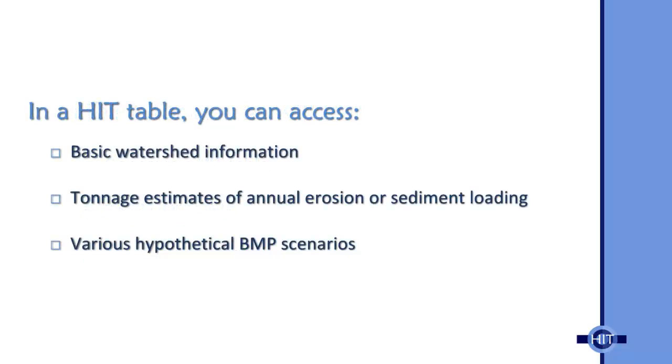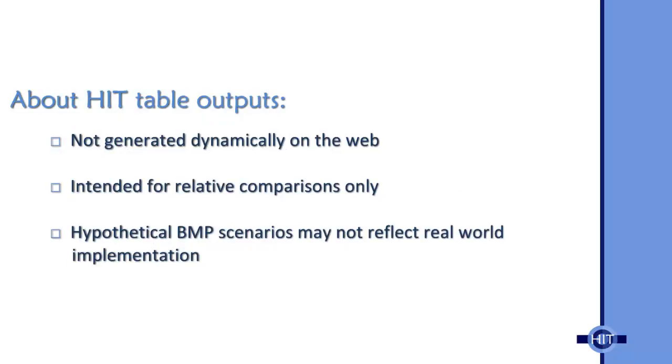In a HIT table, you can access basic watershed information like HUC and acreage, tonnage estimates of erosion or sediment loading, and hypothetical BMP scenarios. However, there are some caveats. I'll run through them now. First, HIT outputs for these scenarios are not generated dynamically. They were estimated offline during individual watershed HIT modeling and stored in a database.